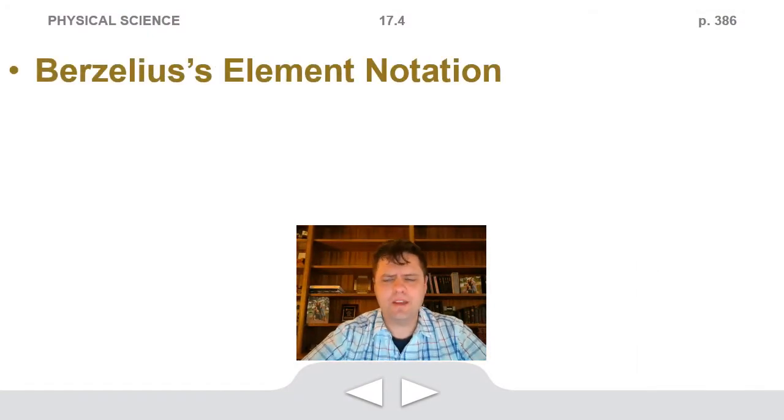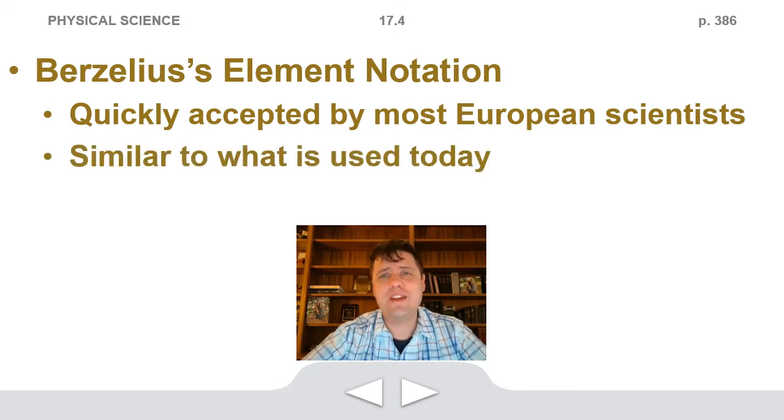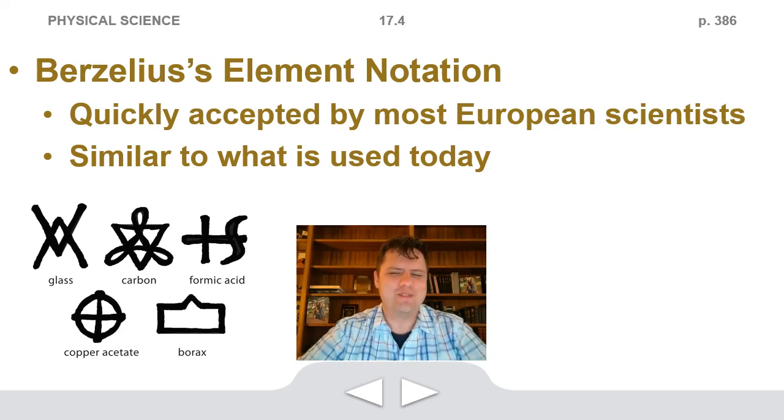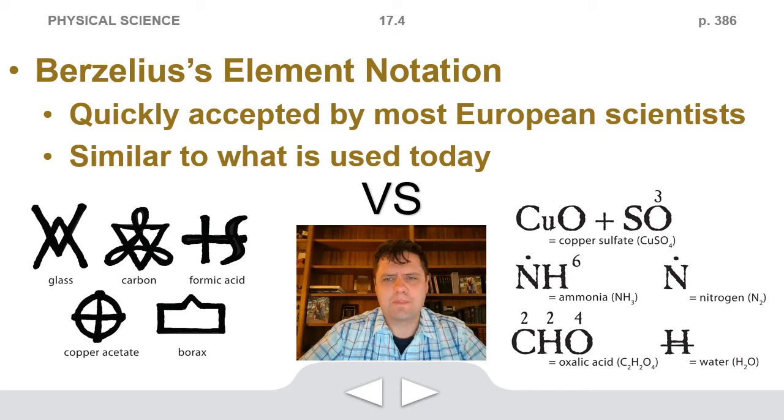Now, Berzelius made his own elemental notation, which was quickly accepted by most European scientists, and it's very similar to what is used today. Imagine the difference between looking at symbols something like this, where these are actual symbols that were being used. Again, remember, glass is not an element as we know it today, but this is part of the development of the periodic table. Neither is formic acid an element by itself. But carbon would be, copper acetate would not be. So again, you see the complex symbols, this versus this. There's copper sulfate, ammonium. Notice that these symbols look very, very similar to what we would do today.